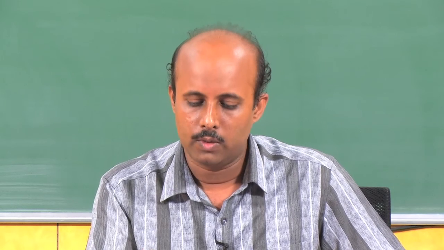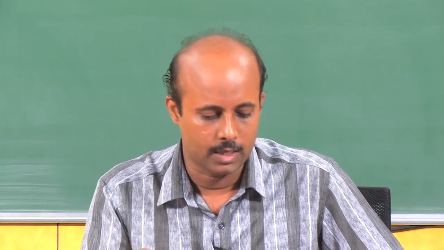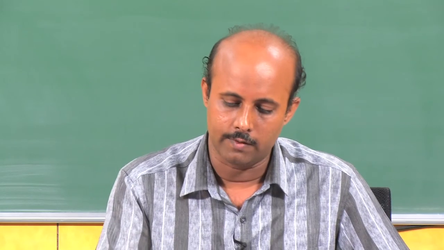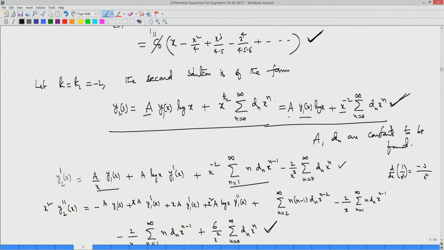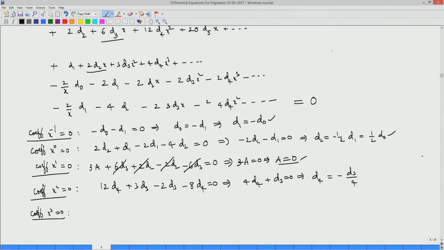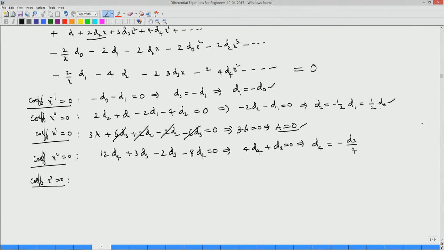Whatever the arbitrary constant is, you can take it as 1, and that will be the solution. Sometimes you may end up getting some solutions in terms of one arbitrary constant, and some solutions in terms of some other arbitrary constant. For example, in this case when a is 0, that is what I am getting. I got a as 0, and D1, D2 are given in terms of D0, D4 in terms of D3, because D3 I could not find, which means D3 is arbitrary.